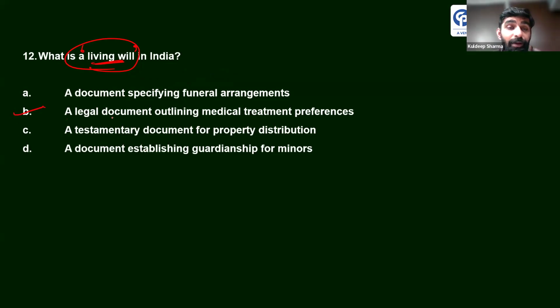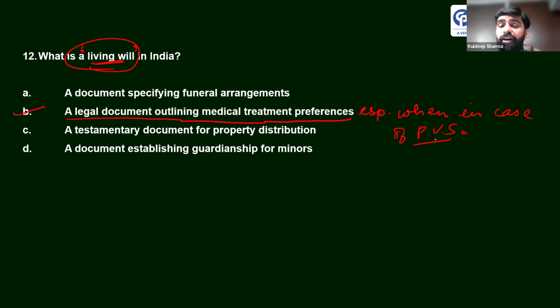So the answer here is B. It is a legal document outlining medical treatment preferences, specifically in case of a permanent vegetative state. So what is a permanent vegetative state? It is basically when a person is permanently in the state of a vegetable, which means he is lying on the bed just like a vegetable would. He is dependent on others for his day-to-day activities also. That would be considered a permanent vegetative state.